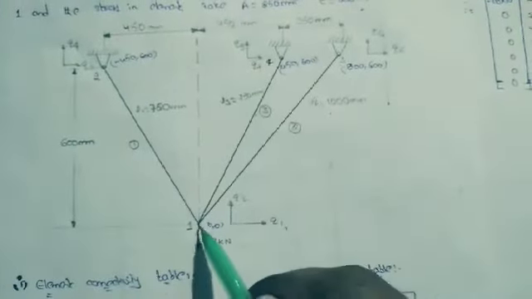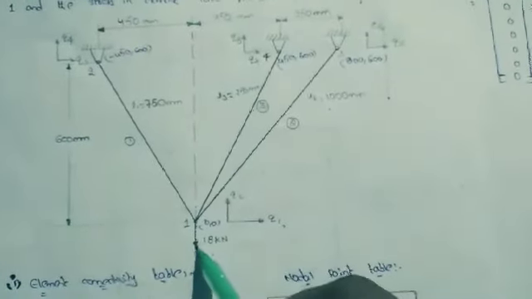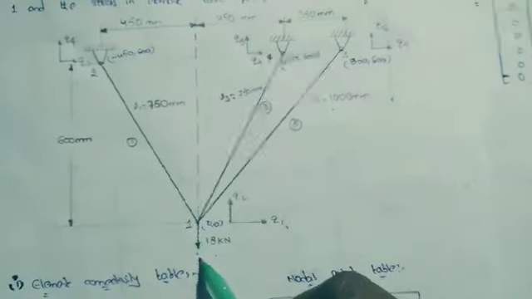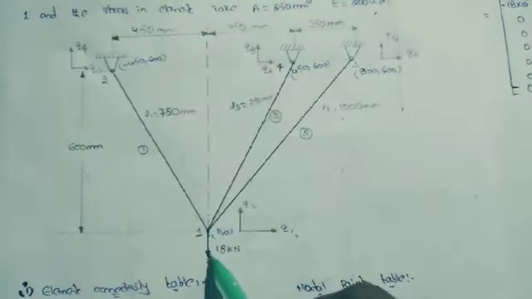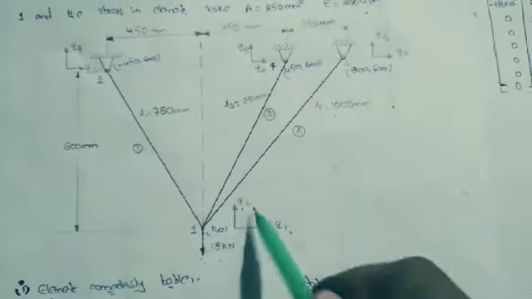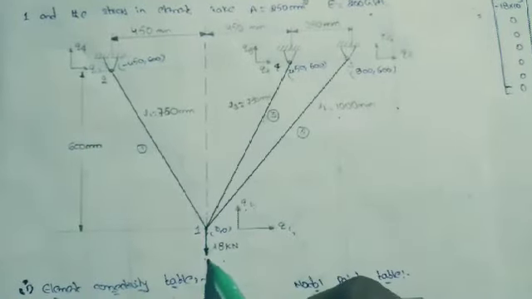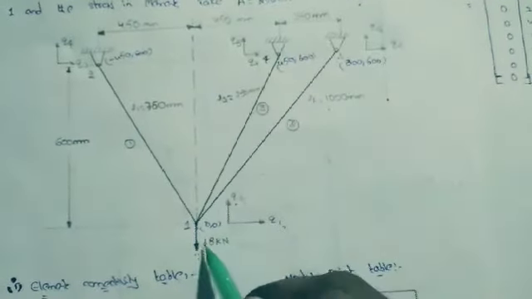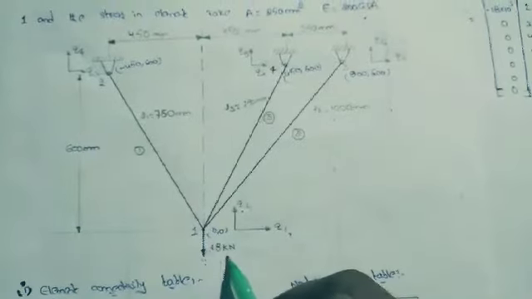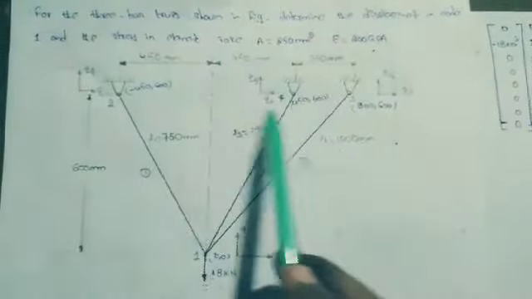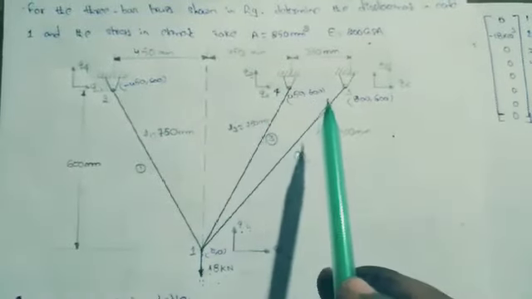In this figure, the point load acts at node 1 in the direction of Q2, vertically downward. Vertical displacement means Q2. This is the downward direction, so you keep it as a negative load of 18 kilonewton. Similarly, at node 2, node 3, and node 4 there is no load, so you keep F equal to 0 at node 2, node 3, node 4.